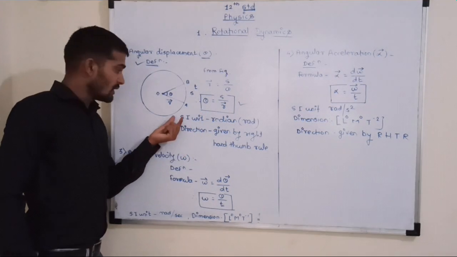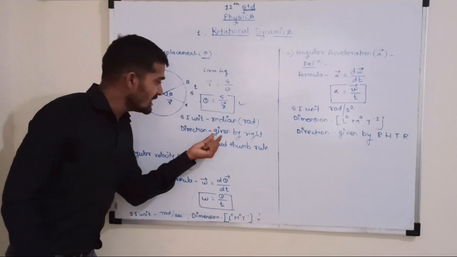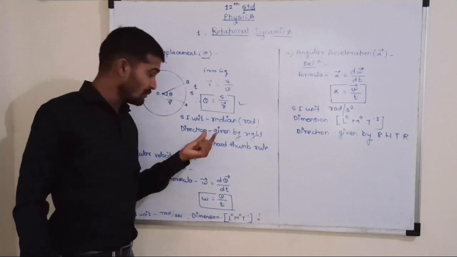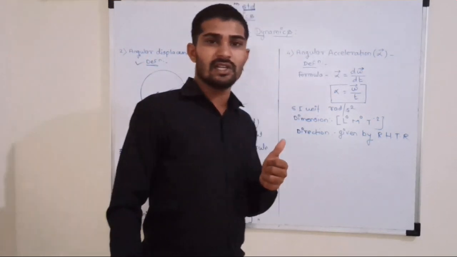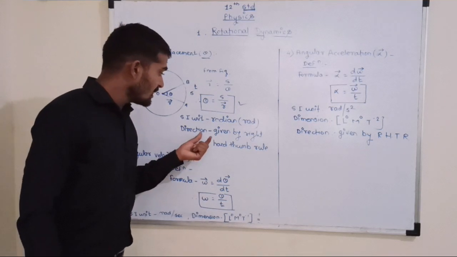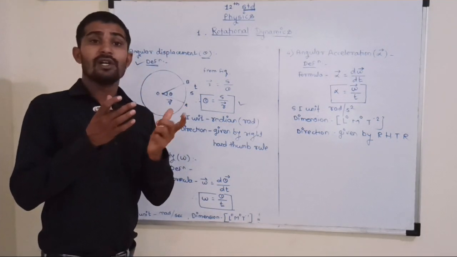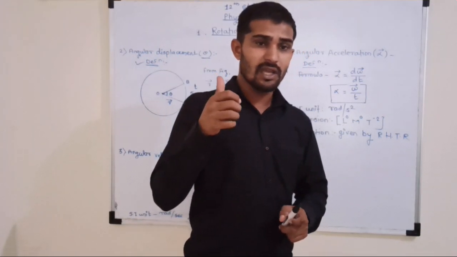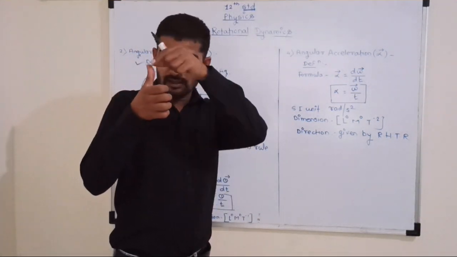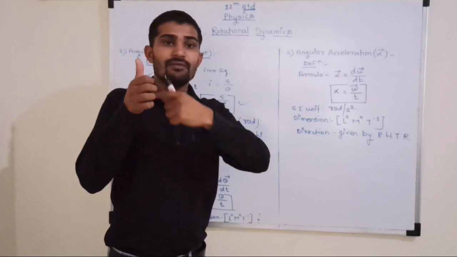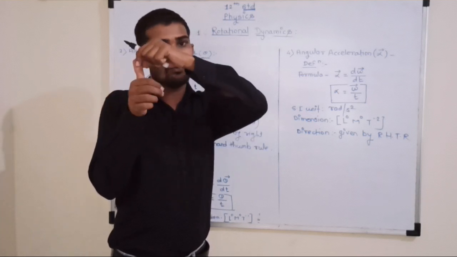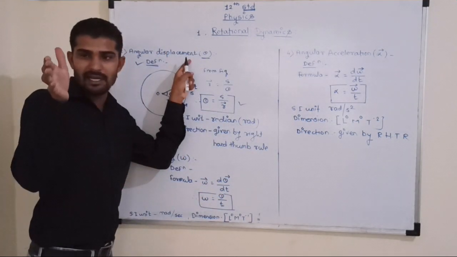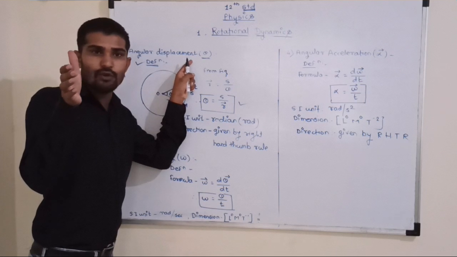Next, direction. Direction of angular displacement is given by the right hand thumb rule. What is meant by right hand thumb rule? Imagine that the axis of rotation is held in the right hand and curl the fingers around it, and the thumb will be outstretched. Simply, the outstretched thumb is the axis of rotation and the fingers curl around it. The thumb shows the direction of angular displacement and the curled fingers show the motion of the particle.